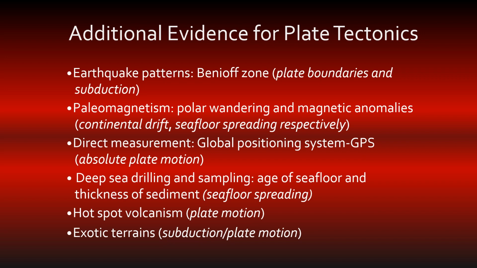And then we get exotic terrains, which is subduction and plate motion. And exotic terrains, I'll get into a little bit, but that's what the western United States is like. So from the coast of California all the way to the Rocky Mountains, all of that stuff was formed through what we call shallow or flat slab subduction. And we can see evidence of that in the United States.